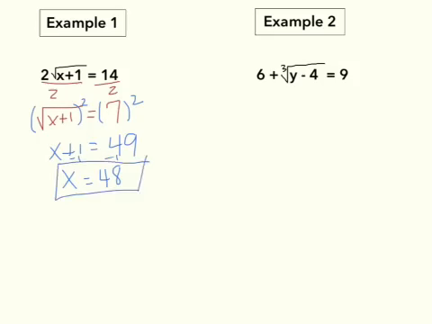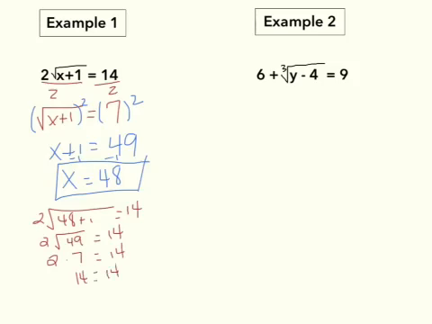Now before I can say that's an answer, I have to go check it. I have to plug 48 back in for the x and make sure that all of this will equal 14. So 48 plus 1. 48 plus 1 is 49. The square root of 49 is 7. And 2 times 7 is 14. So because it works, that's a solution, and that's my answer for x. If this didn't work, then you would have no solution. This would not be an answer.